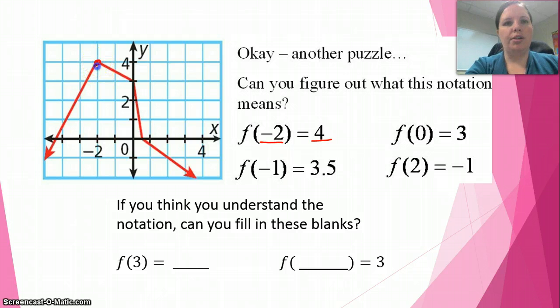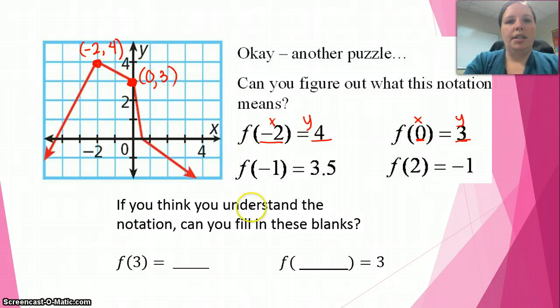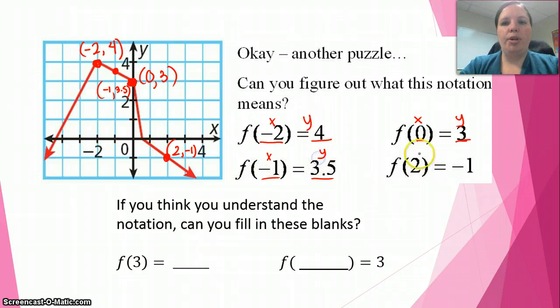Well, look at the points here on the graph. This point here is (-2, 4). And we want to test, does this continue to work? So this was the x value, this is the y value. (0, 3), (-1, 3.5), and (2, -1).